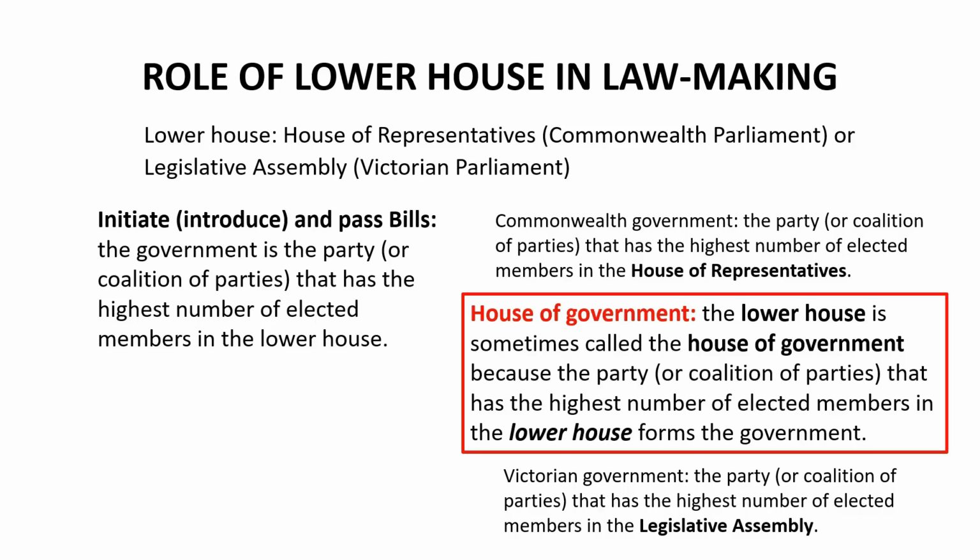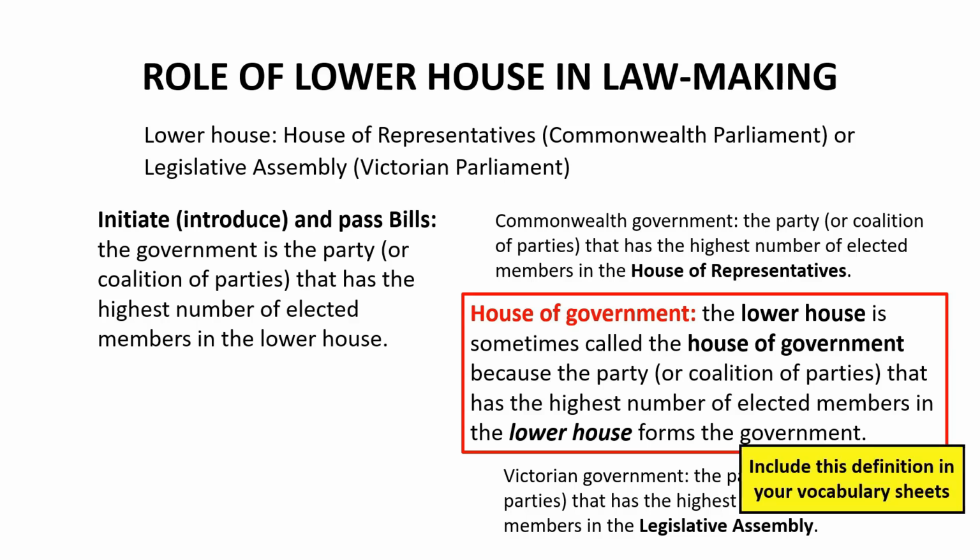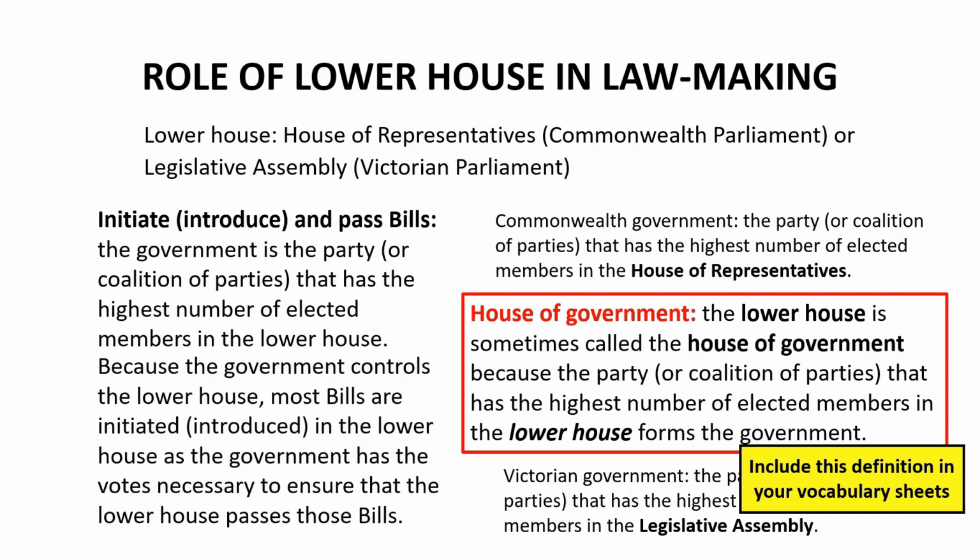This is because the party or coalition of parties that has the highest number of elected members in the lower house forms the government. Look down the left-hand side of your vocabulary sheet, find the term House of Government and write this definition in there. It is because the government controls the lower house that most bills are initiated, that is, introduced, in the lower house, as the government has the votes necessary to ensure that the lower house passes those bills.